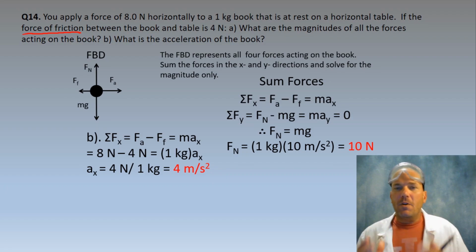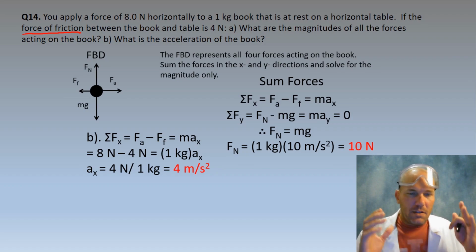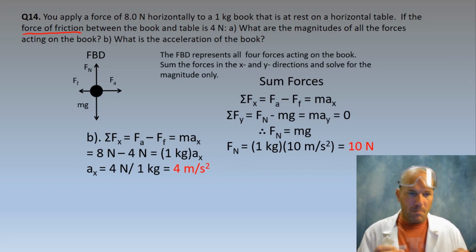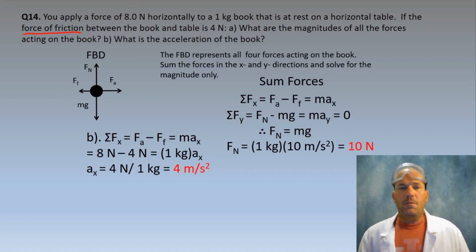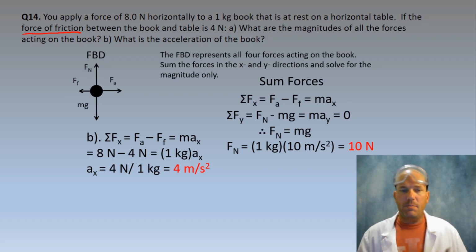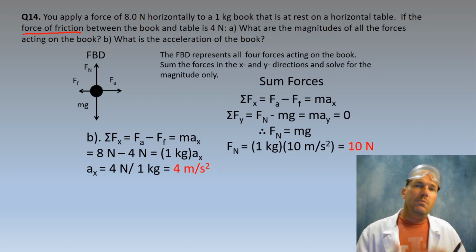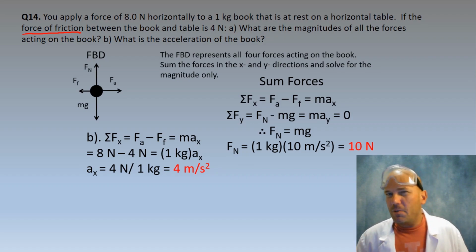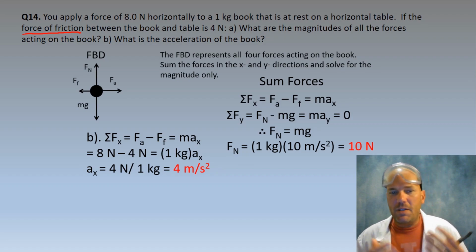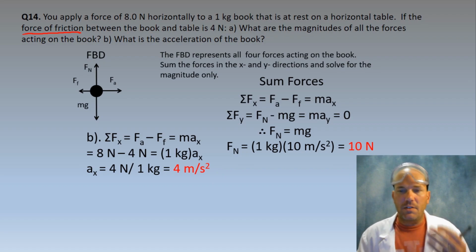Part B, we're asked about the acceleration of the book. So if we look at our summation horizontally and we plug in our numbers, we have 8 newtons minus 4 newtons. So notice force of friction's opposing the motion. That's why it's being subtracted. Equals 1 kilogram multiplied by the acceleration horizontally. Solving for the acceleration horizontally, we get 4 meters per second per second.